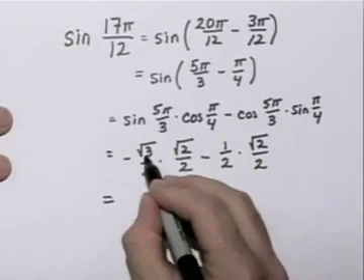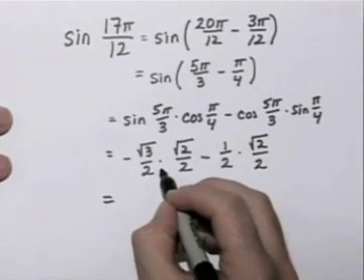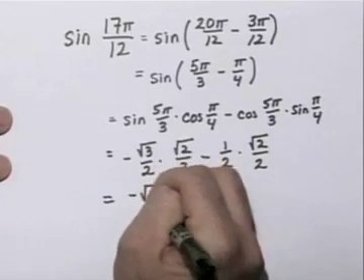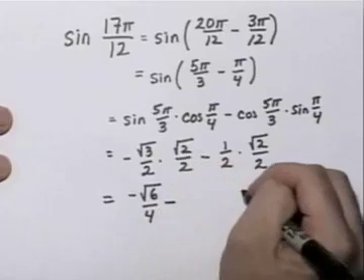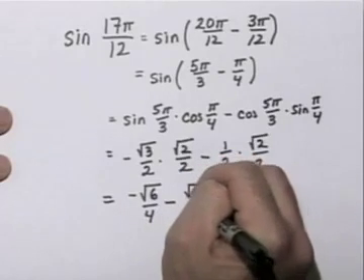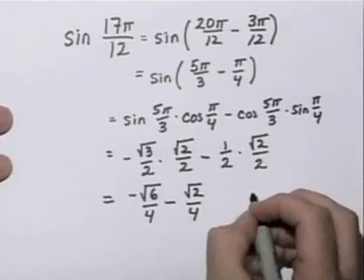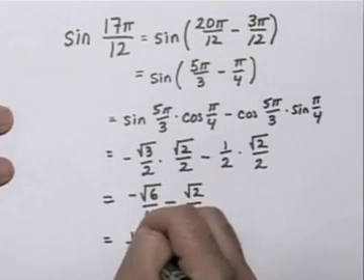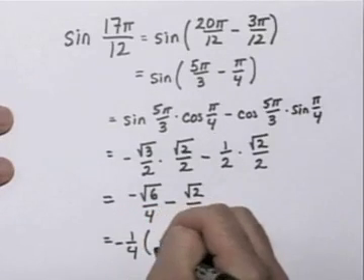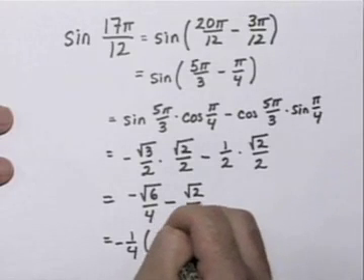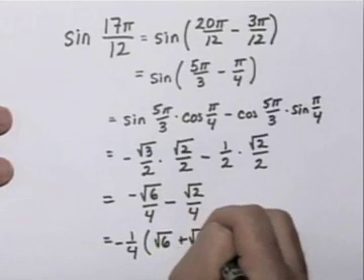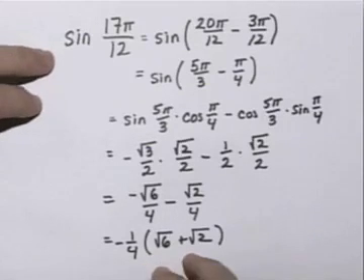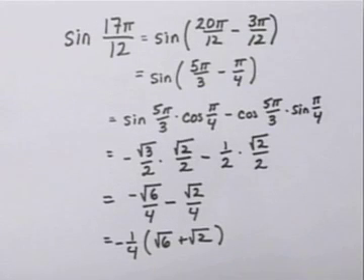We get negative root 3 over 2 times root 2 over 2, which is negative root 6 over 4, minus root 2 over 4. If I like, I can factor out negative 1/4, and I get negative 1/4 times root 6 plus root 2 as the exact value of the sine of 17 pi over 12.